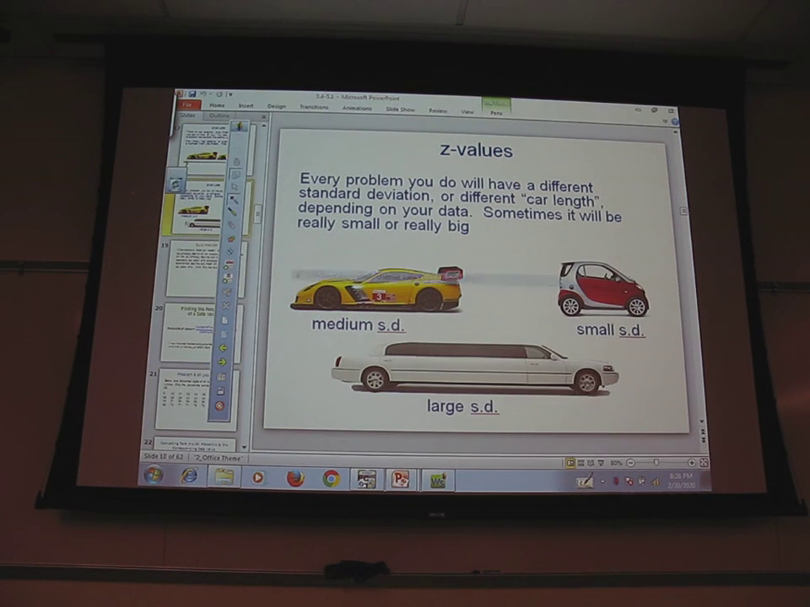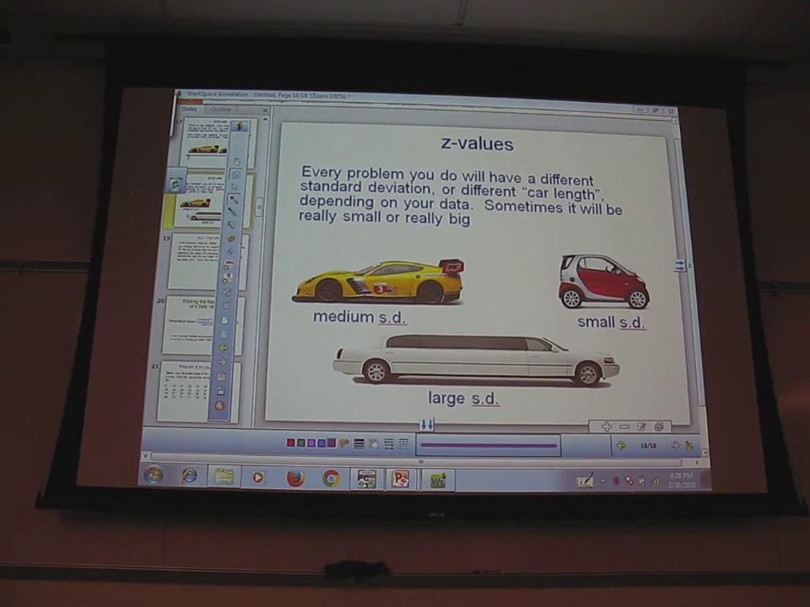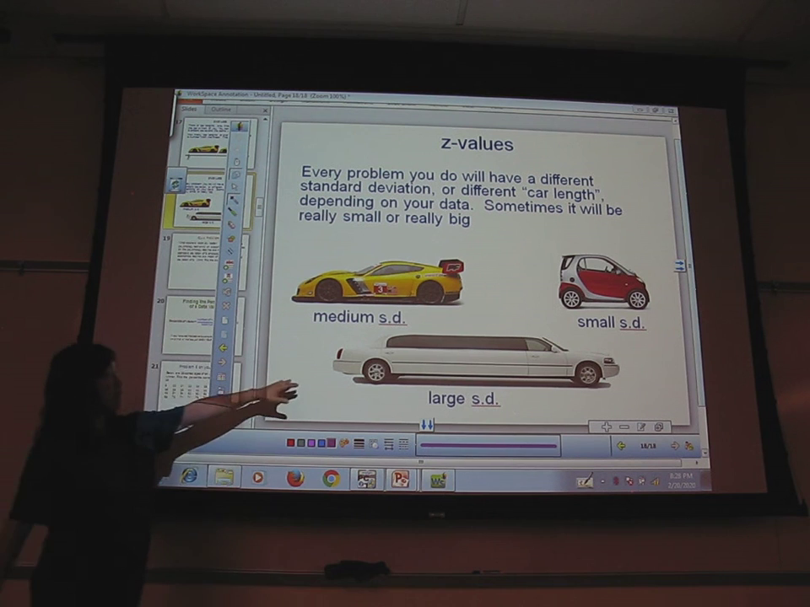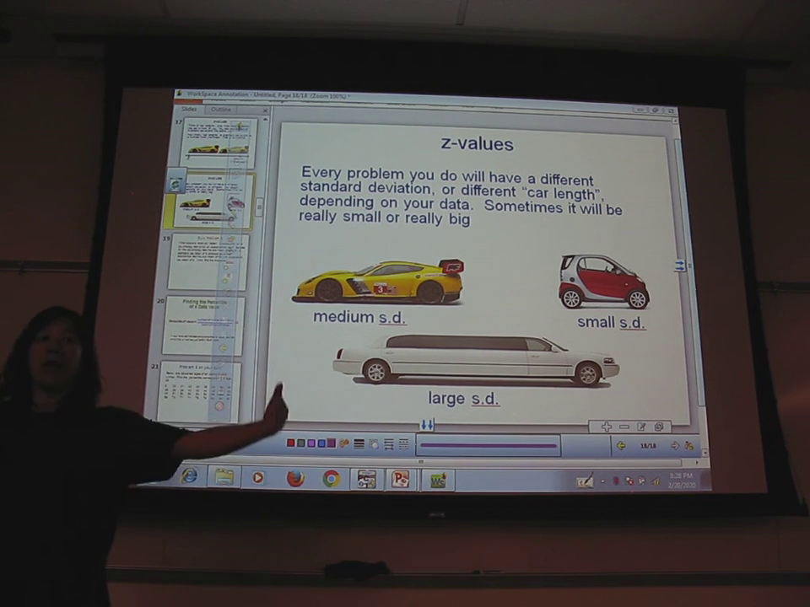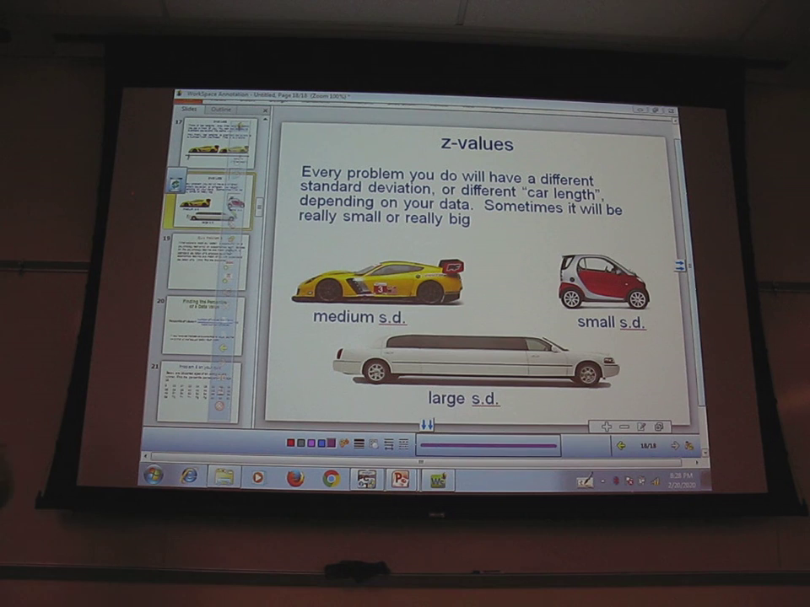Remember, every problem is different. So every problem is going to have a different standard deviation. Some are going to be really big. Some will be really small, right? It kind of depends upon your problem. Where your data is really spread out, they'll have a really big standard deviation. If your data is all kind of squished together, they'll have a small standard deviation. So kind of keep that in mind.